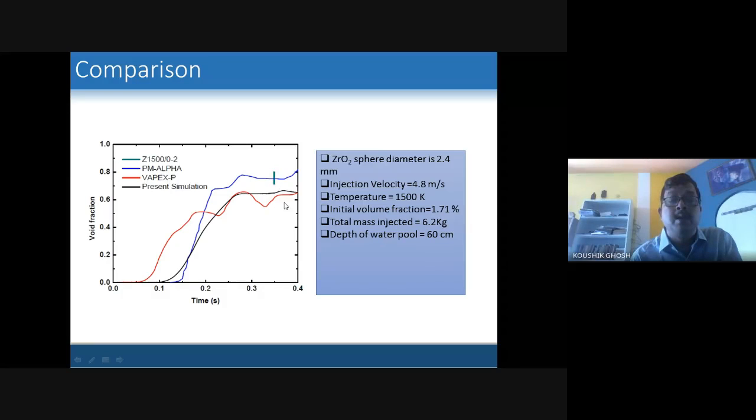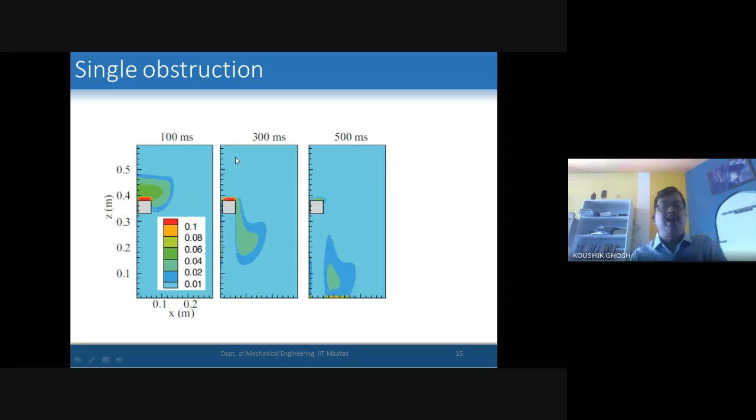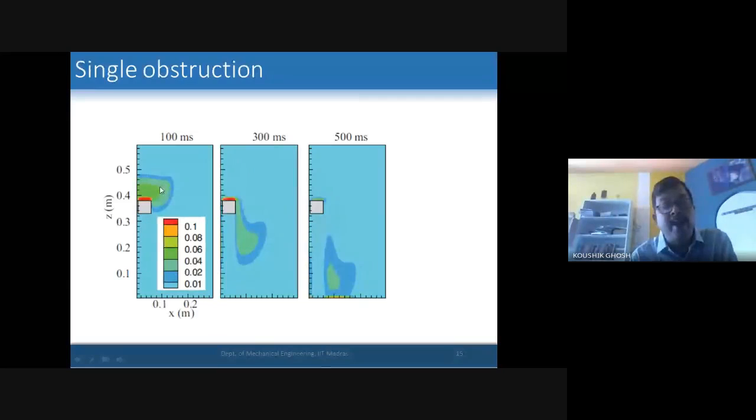This is approaching the experimental data. Okay. So you can see there are some obstructions in this field. Why have we simulated the obstruction? Because Indian pressurized heavy water reactors have some channels or obstructions. So under obstructions, if some particles fall, how do these obstructions influence the flow pattern, the particle penetration, and the vapor bubble generation? How are these influenced?